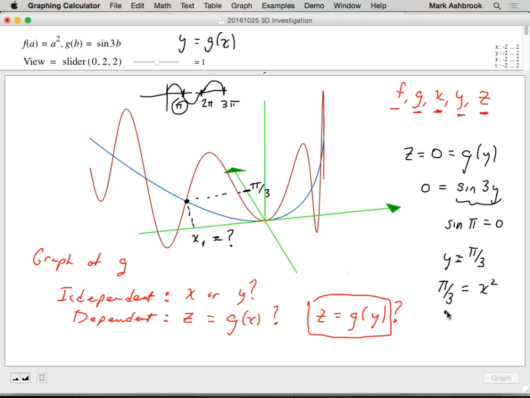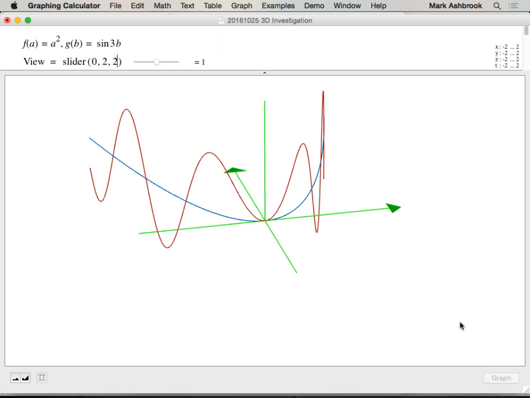So then the x that would give us pi over 3 when we square it is? So kind of maybe guess that it's negative. Is it negative or not? Yeah. Oh, why did that happen?